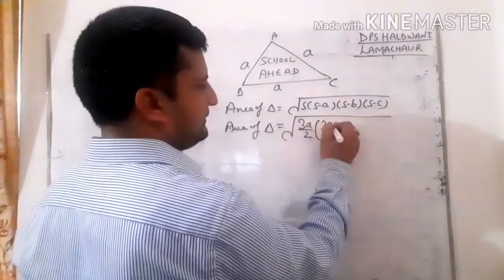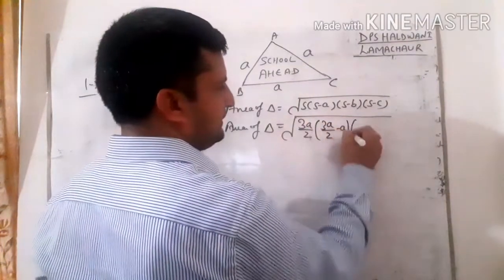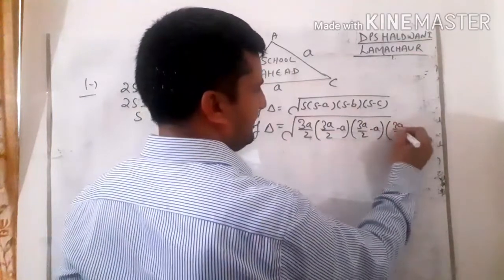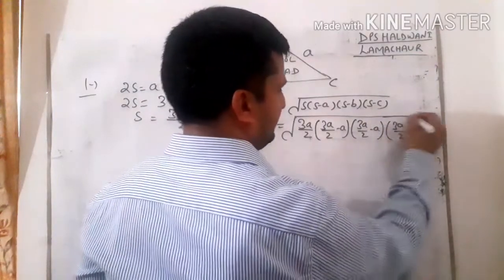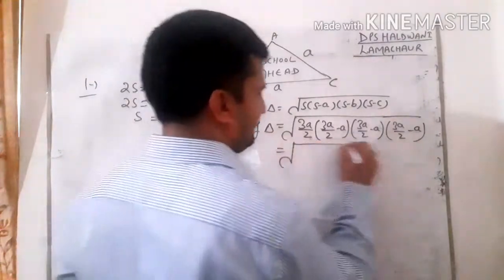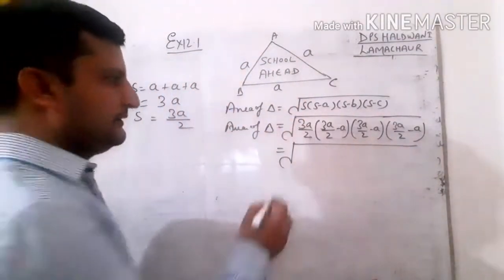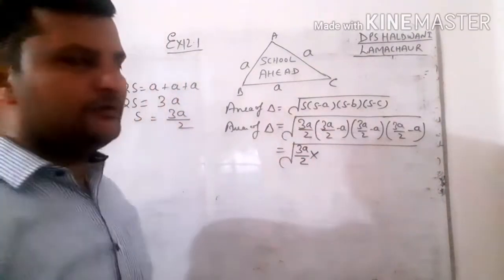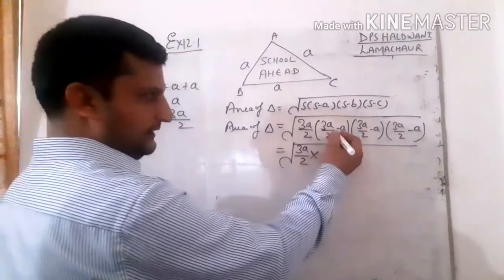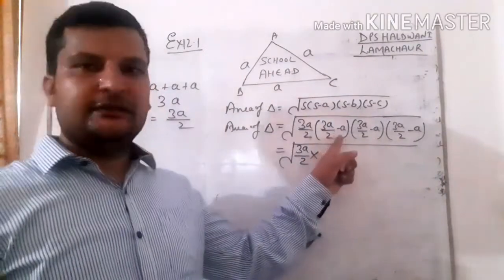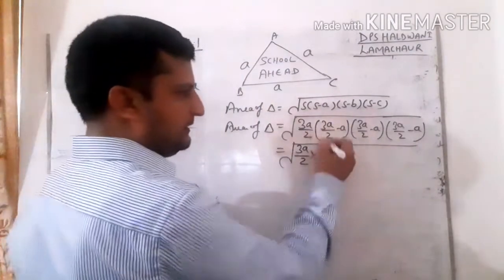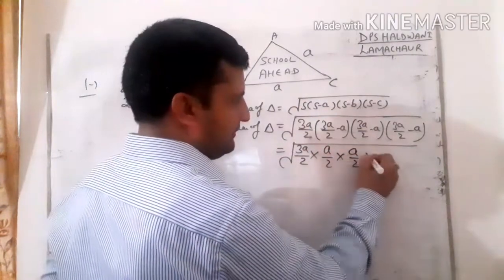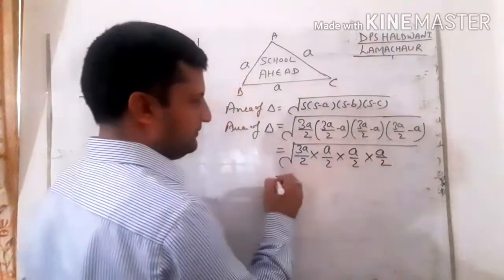So we can write it here: 3A by 2 minus A, 3A by 2 minus A, 3A by 2 minus A. Now find the area of the triangle: 3A by 2 into 3A by 2 minus A, into 3A by 2 minus A again. Take the LCM. LCM is 2 here. So (3A minus 2A) by 2. So we can write it as A by 2 into A by 2 into A by 2.